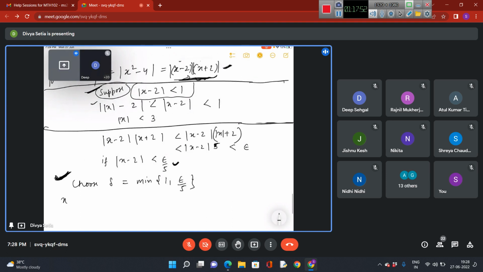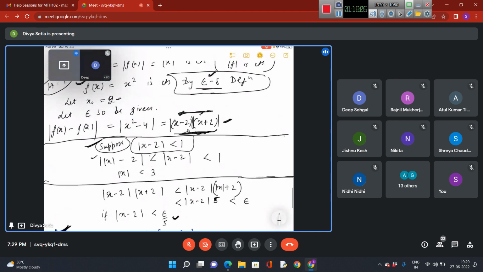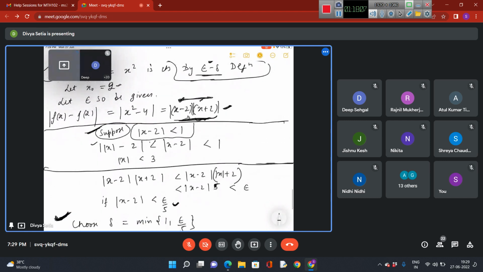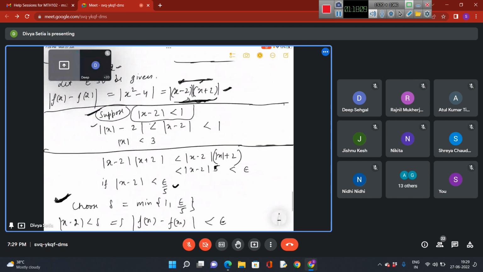Fine. So now |x minus 2| less than delta will imply |f of x minus f of 2| is less than epsilon. Is the proof clear? Why x square is a continuous function? It's a very nice proof and you have to be comfortable with these techniques.